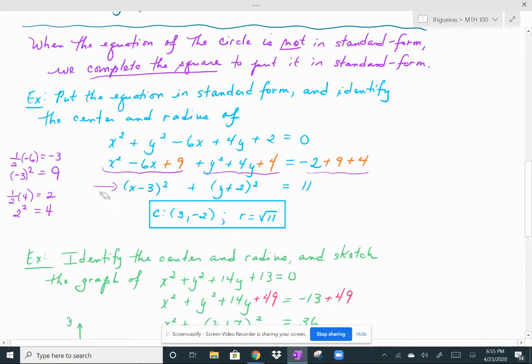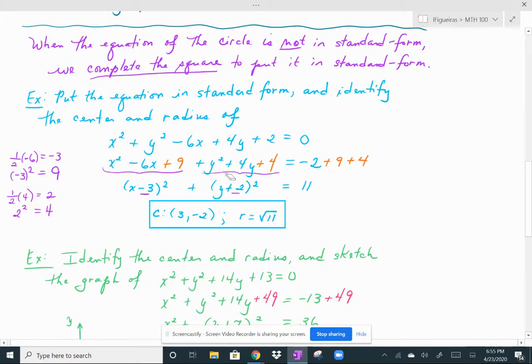So if I'm asking for center and radius, the center, remember, is the opposite signs of what's associated with x and y. So that's 3, negative 2. And the radius is the square root of the number on the other side. So here, my radius is the square root of 11.